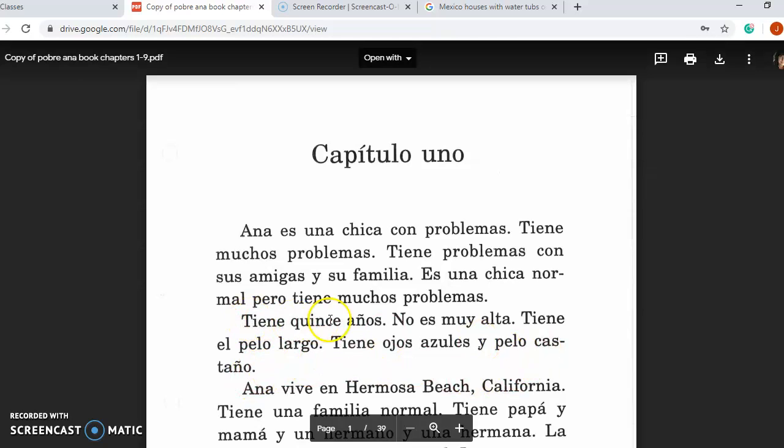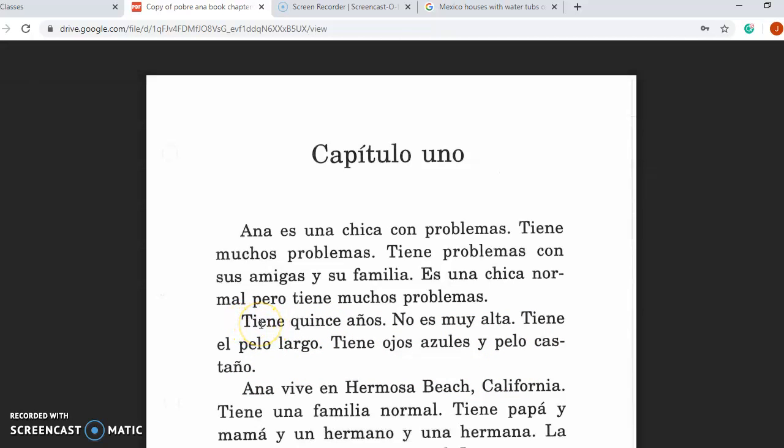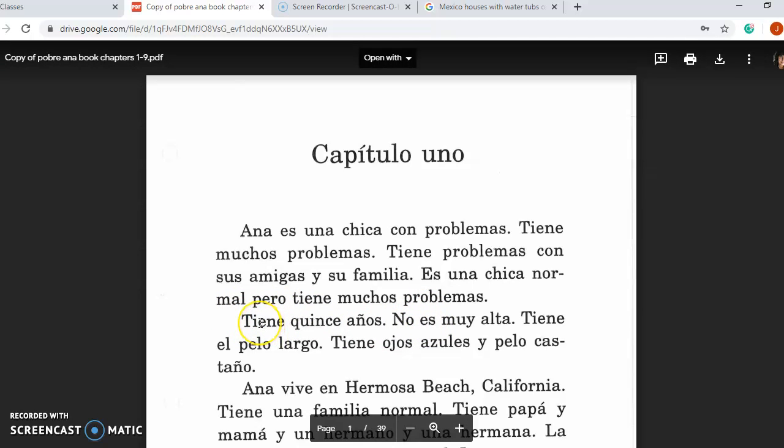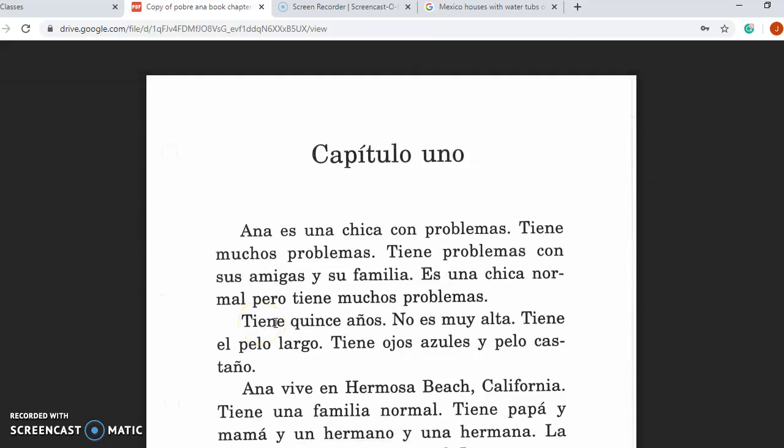So again, tiene is used a lot here. We use tiene, which means having, for ages, okay? We do not use is, the verb es, for age. We use has. So any form of tener, tengo, tienes, tiene, tenemos, tienen. It just depends on what your subject is. So it's tiene here because Anna is our subject. It means she has 15 years.